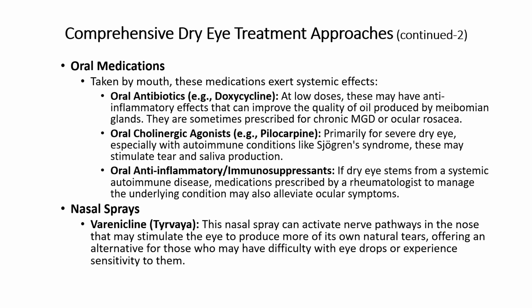Oral anti-inflammatory/immunosuppressants. If dry eye stems from a systemic autoimmune disease, medications prescribed by a rheumatologist to manage the underlying condition may also alleviate ocular symptoms. Nasal sprays. Varenicline, Tyrvaya. This nasal spray can activate nerve pathways in the nose that may stimulate the eye to produce more of its own natural tears, offering an alternative for those who may have difficulty with eye drops or experience sensitivity to them.